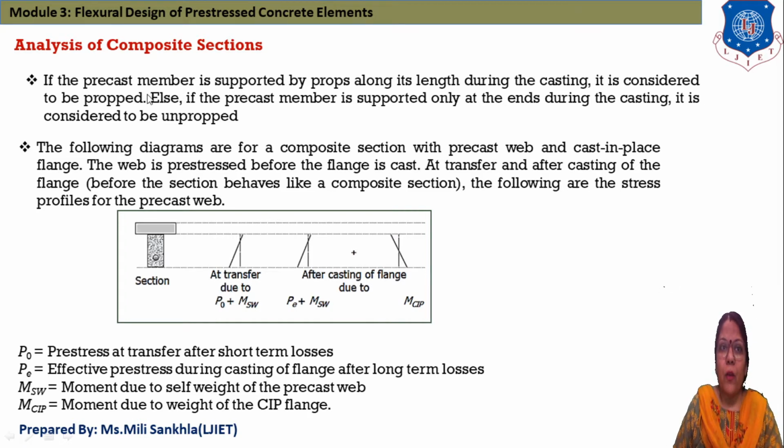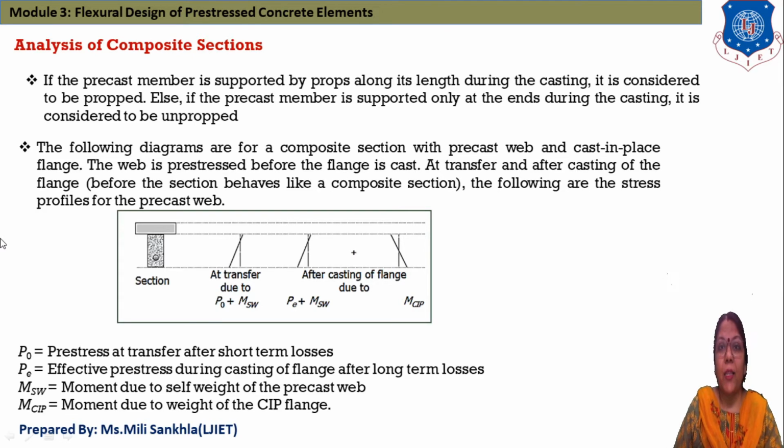If the precast member is supported by props along its length, that is known as propped, and if the precast member is supported only at the end during the casting, it is known as unpropped. Okay, in propped it is along the length, and in unpropped it is supported only at the ends in the casting place.